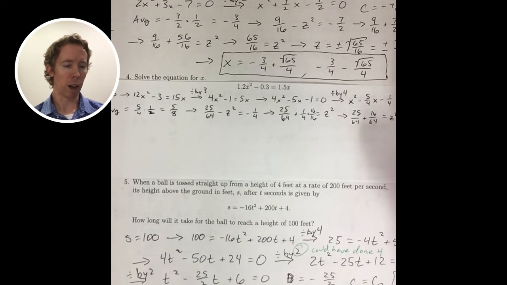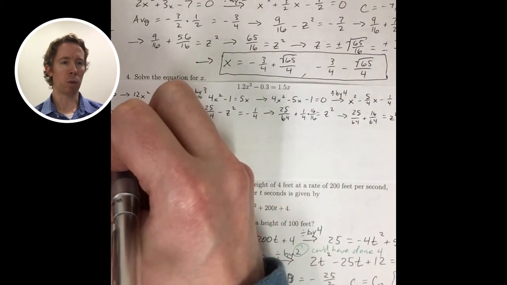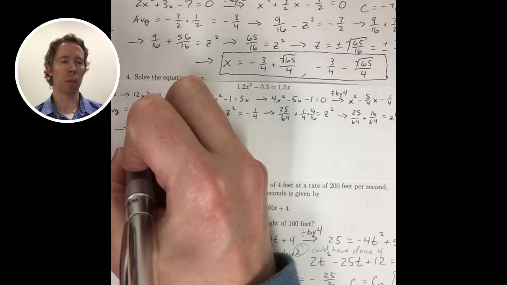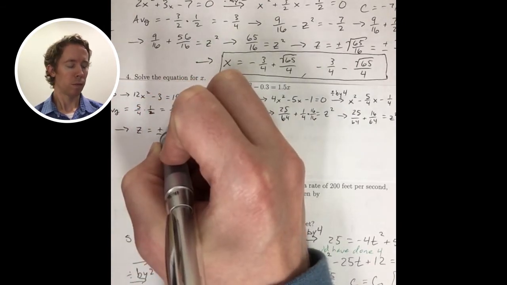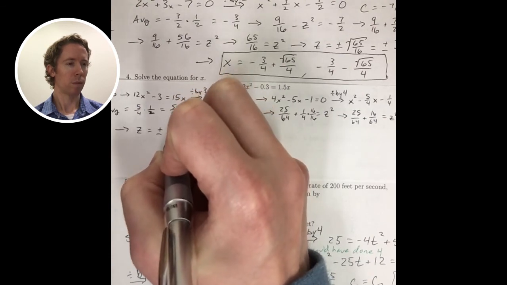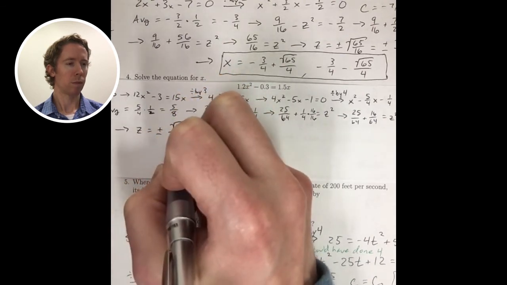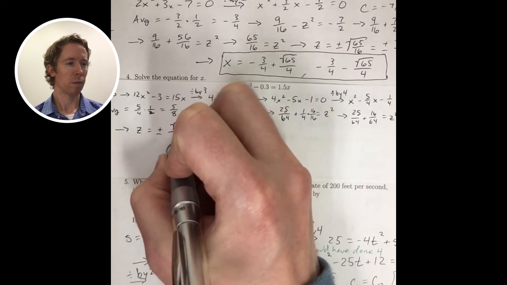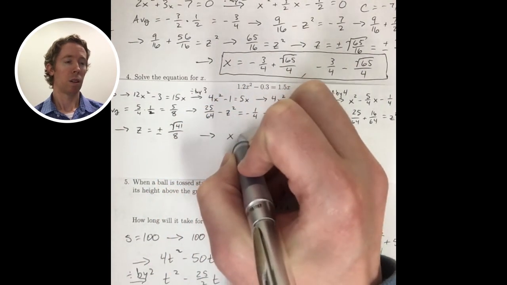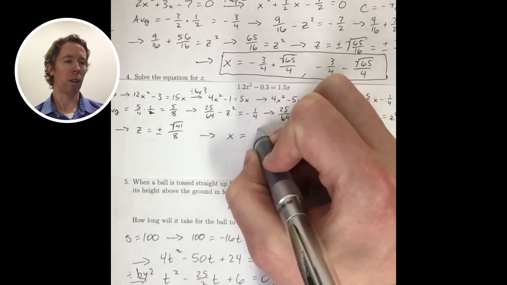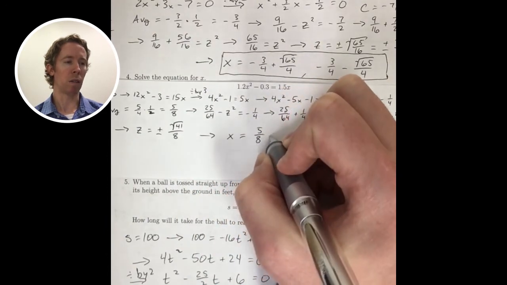So we add those fractions together, and then we need to take the square root of both sides. I know the square root of 64 is 8, so I'll go ahead and make that simplification. And that gives me the two solutions: the average plus z, and the average minus z.